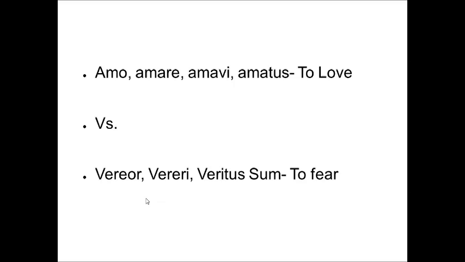We have amo, amare, which is our regular verb, and vereor, vereri, veritus sum. What do you notice about these? Well, for starters, look at the first principal part. Vereor, its first principal part, looks like a present passive. Its infinitive looks like a present passive infinitive. And its perfect looks like a perfect passive. So, as you can see, it has passive forms. But if you look at the meaning, it is still active.